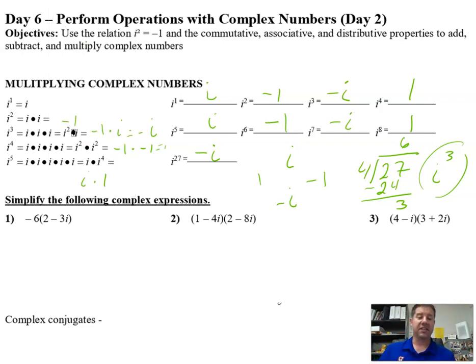I've got -6 times 2 minus 3i. Just like with adding, subtracting, this is exactly like we do with regular variables. I'm going to distribute the same exact way. And I'm going to go -6 times 2, which is -12. Multiply coefficients like normal. And then -6 times -3i is positive 18i.